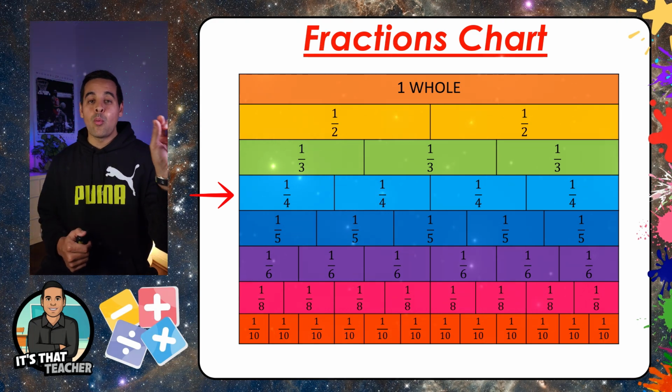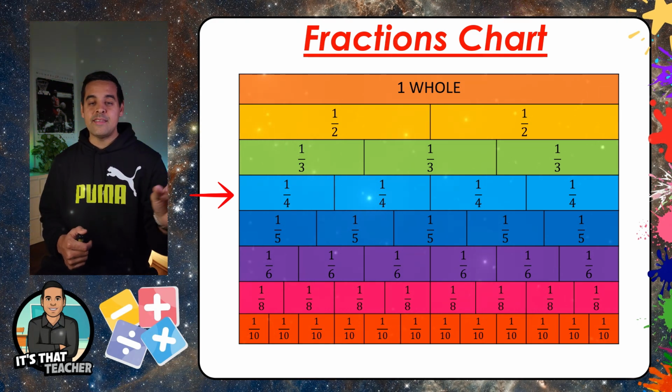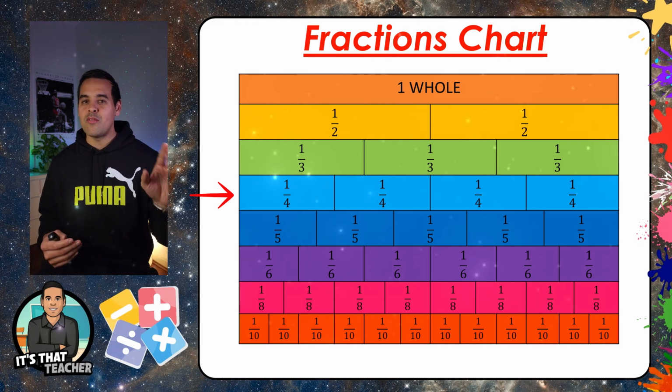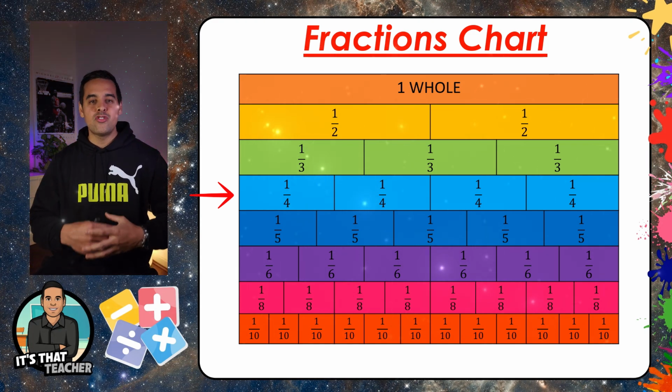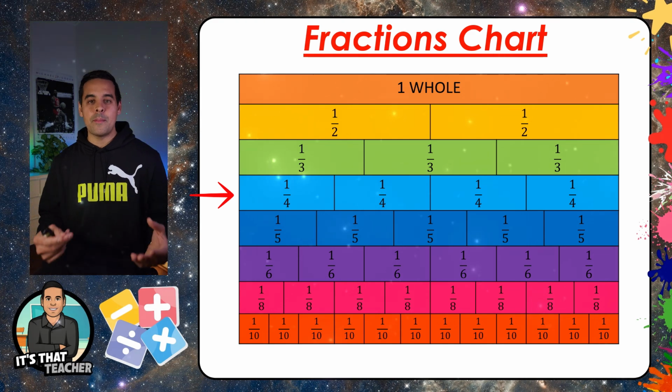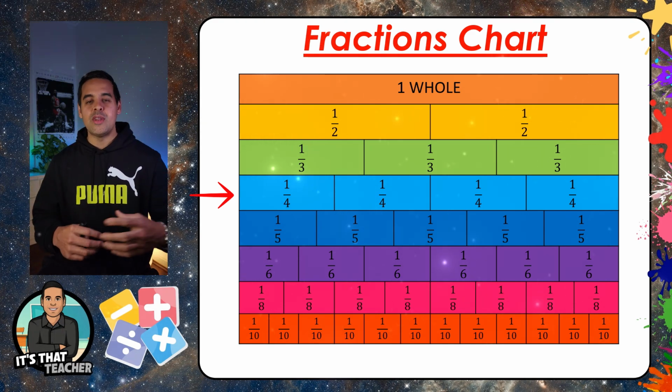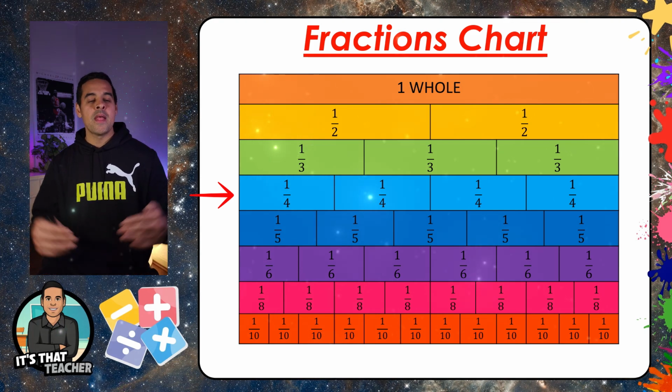So if I had one of those 4 pieces, I have 1/4. If I had 2 of those 4 pieces, I would have 2/4. So remember, just add the S on the end. So don't call them fourths, you need to call them quarters, okay?